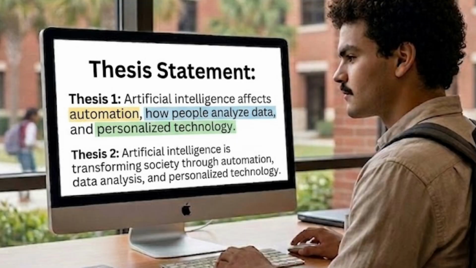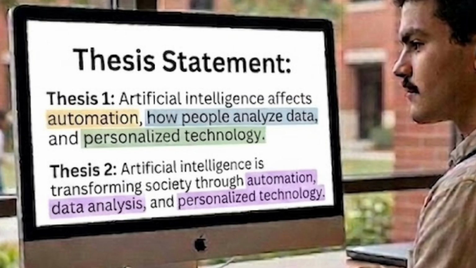Now, look at the revised version. Artificial intelligence is transforming society through automation, data analysis, and personalized technology. Notice the symmetry here. All 3 points are noun phrases. The structure is balanced, so the writing feels clearer and more professional. Most importantly, the thesis now provides 3 clear body paragraphs. Let's see how that works.